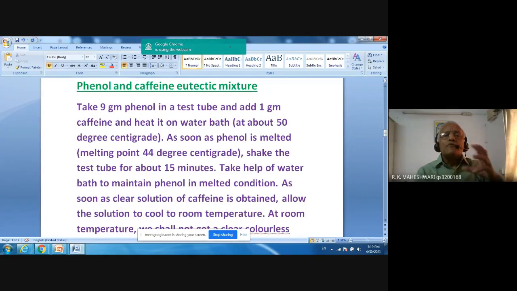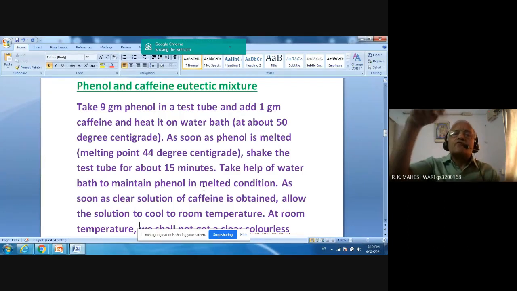What do we want to do? We want to dissolve caffeine in the melted phenol. Take help of the water bath to maintain phenol in melted condition. The 15 minutes of shaking will be done during the melted stage of your phenol, so that it can dissolve this caffeine.